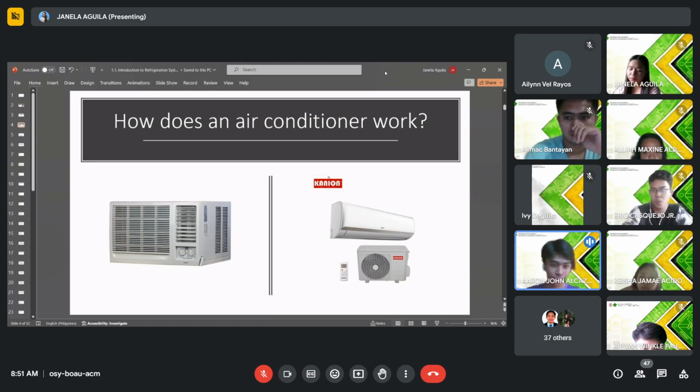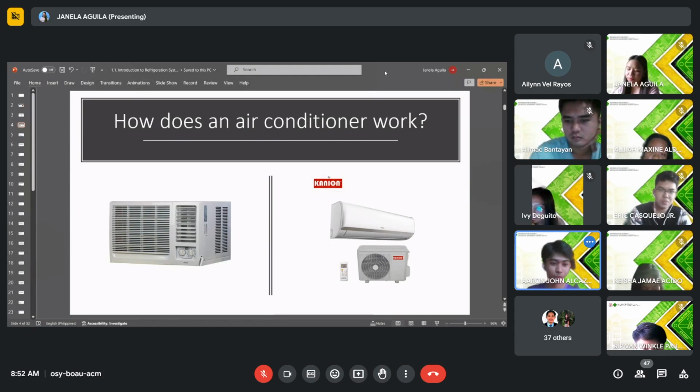Then, next po ay yung expansion na yung cold liquid naman po ng refrigerant ay nagpapass through po sa expansion valve, which reduces naman po the pressure and temperature. And lastly po ay yung cold air distribution, na nilalabas na po yung cold refrigerant sa ating room po. Tapos po, yung humidified air is then circulated po by the fan.